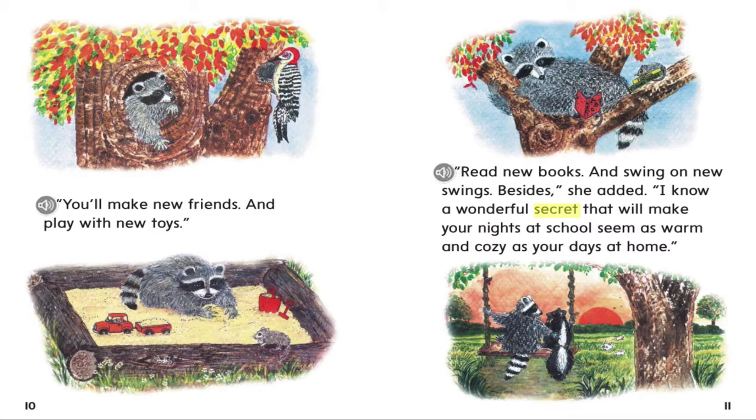Remember that as good readers read, they look for what a section or part of a story is mostly about to help them understand it better. On these pages, his mom tells Chester that nights at school seem as warm and cozy as days at home. That is the main idea of this section. Once we find the main idea, we look for details that give more information about it. On these pages, I can see that she says Chester will make new friends, play with new toys, read new books, and swing on a new swing. Those details support the idea that school will also be fun.